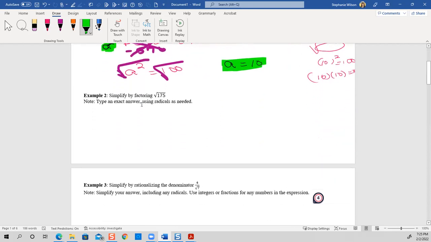Example 2 says, all right, we have the square root of 175. And you're asked to simplify this and write your answer in exact form using radicals. So if you type it in your calculator, it'll probably give you a decimal form, and that is not what it's asking for. It's asking for the exact form.